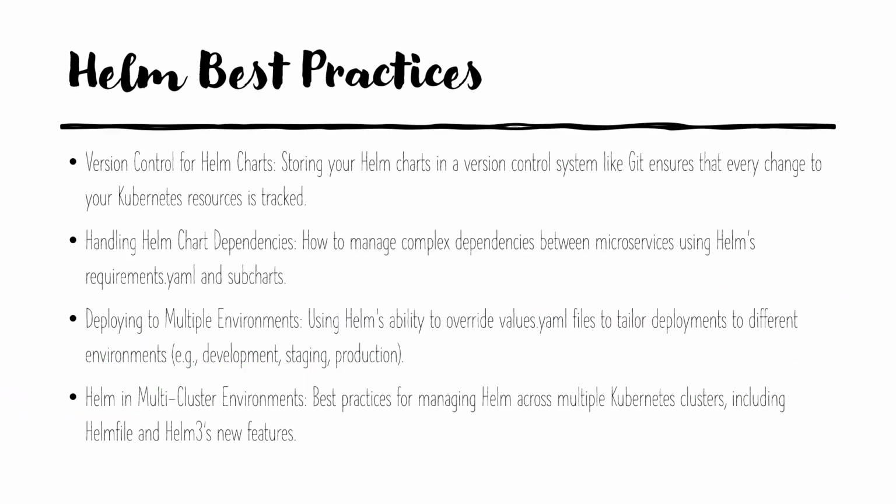Chapter 6. Helm Best Practices. As with any tool, there are best practices that ensure you're getting the most out of Helm without falling into common pitfalls. Version control for Helm charts. Storing your Helm charts in a version control system like Git ensures that every change to your Kubernetes resources is tracked. Handling Helm chart dependencies. How to manage complex dependencies between microservices using Helm's requirements.yaml and subcharts.